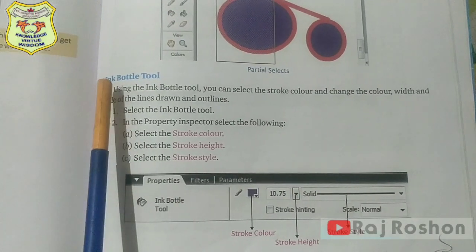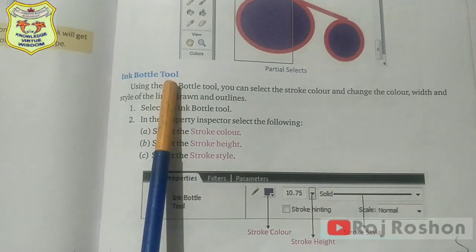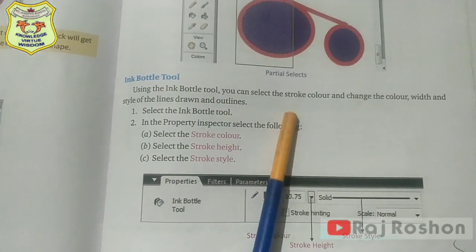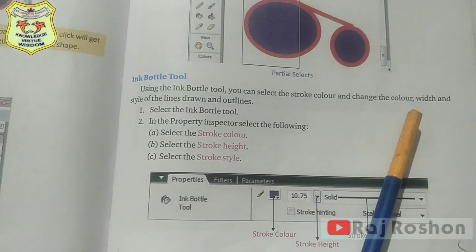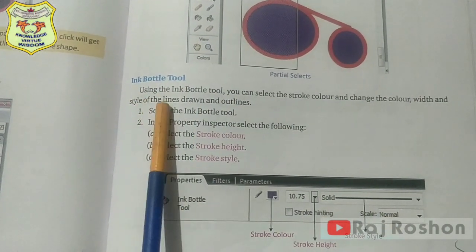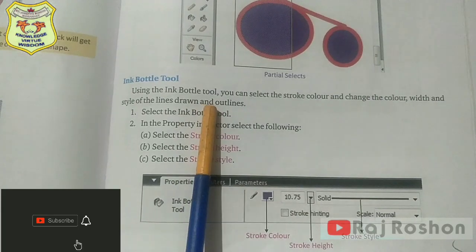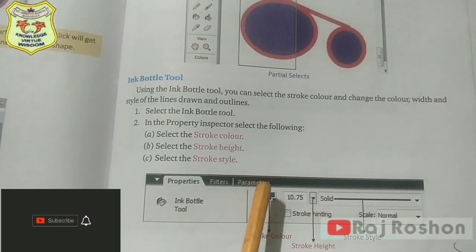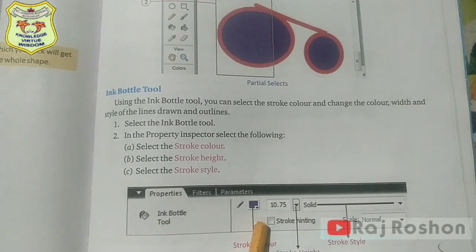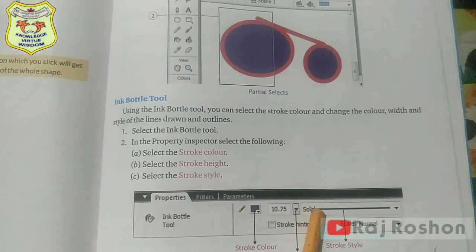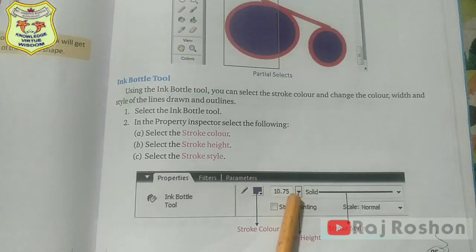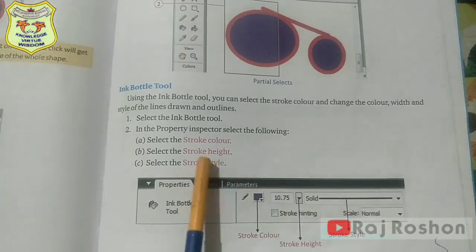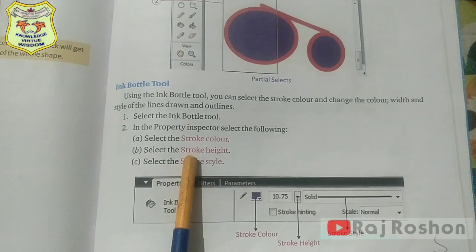The next point is the ink bottle tool. Using the ink bottle tool, you can select the stroke and color, and change the color, width and style of the lines drawn and outlines. You can change the colors by using these options. You can change the line color, the stroke height, and the stroke color also. So these are the options you can change.